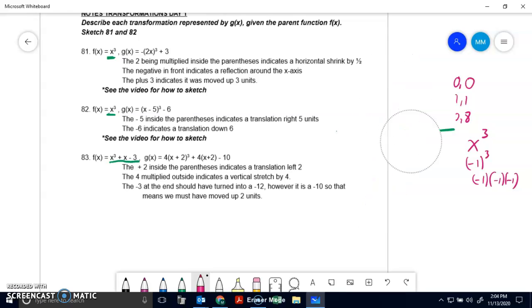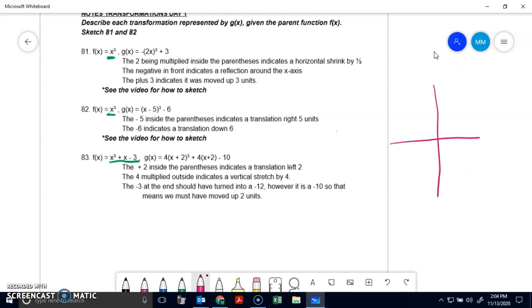Now for our sketching purposes, we want to be semi-accurate, but we are just sketching. 0, 0, 1, 1, 2, 8. Make it a little steeper than a parabola is, and then down like this. That's a decent enough sketch. Now the vertex, there is no vertex, but we do have a center, and that's at 0, 0. So what we're going to do is take a look at this and start by describing the transformations.